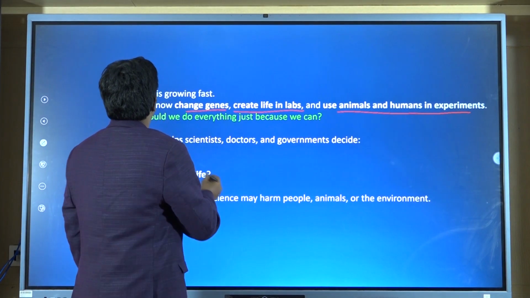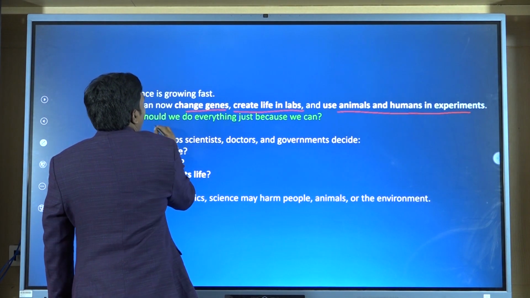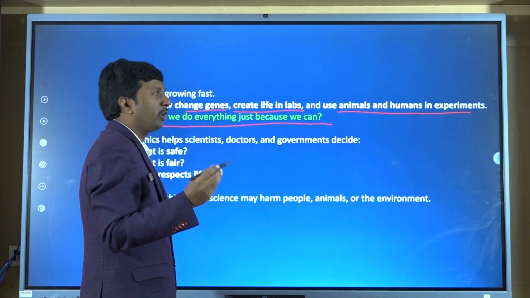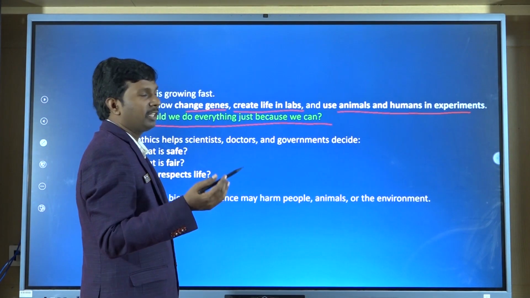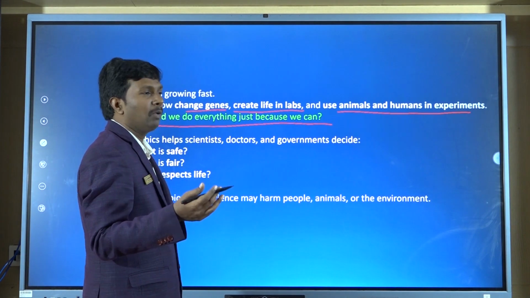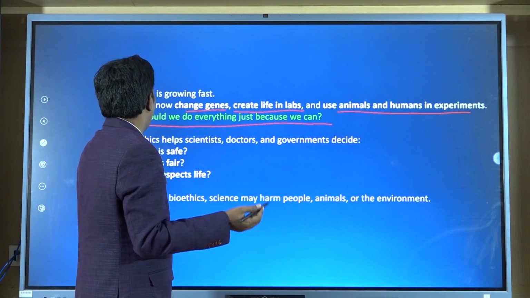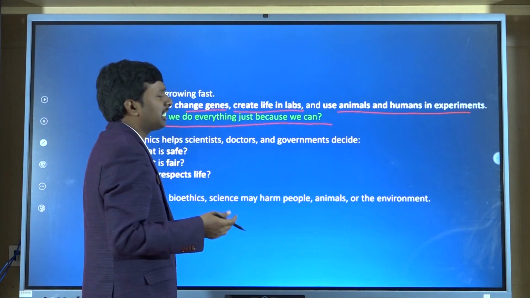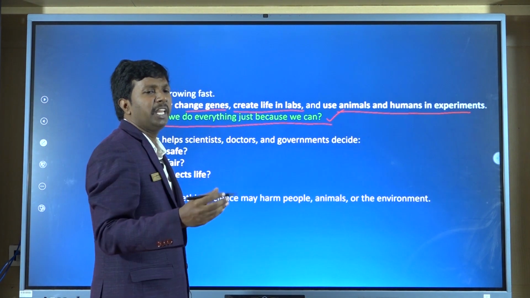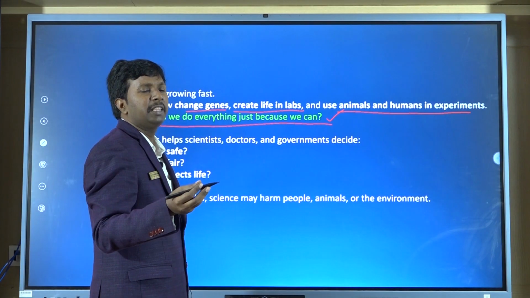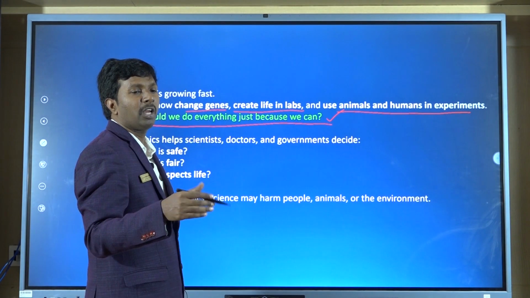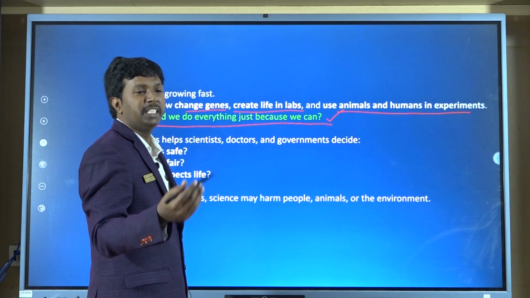Gene cloning, right? It is important, but should we do everything just because we can? This is important, because whenever you do anything, like experiments with animals, creating life in the lab, or changing genes in plants and animals, we can do all these things, but should we do everything just because we can? We have to think about this question. Whatever task we do in our life, we have to think about whether it is right or wrong. Then we have to make the right decision when we are working with medicine, biology, science and technology.